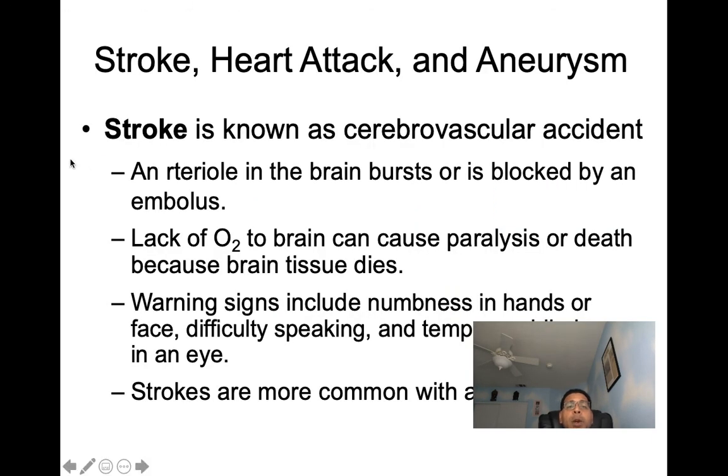Next, then, let's check out a stroke. Stroke is known as a cerebrovascular accident. An arteriole in the brain bursts, or it can be blocked by an embolus. Then we're going to have a lack of oxygen to the brain that can cause paralysis or even death because the brain tissue dies. Warning signs include numbness in the hands or the face, difficulty speaking, and also temporary blindness in an eye. Strokes are going to be more common with age.